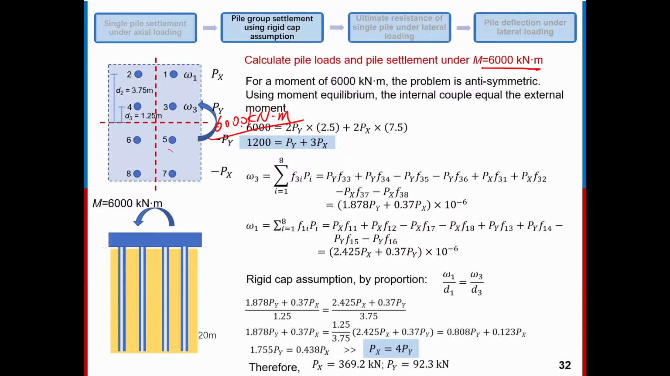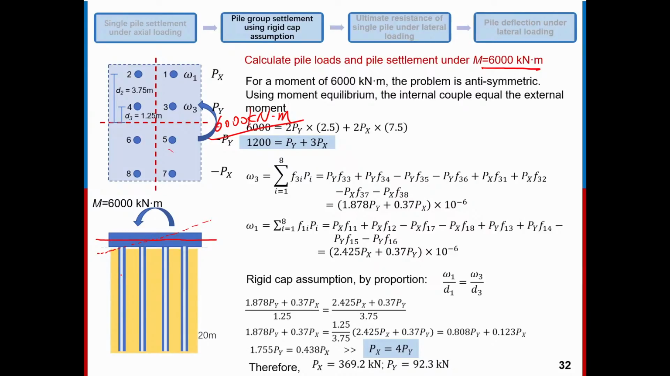First of all, with the 6,000 kilonewton meter here, we can imagine that if we just draw a central line for the rigid cap, we have a moment on top. So you just imagine this rigid cap will rotate, right? Will rotate like this.